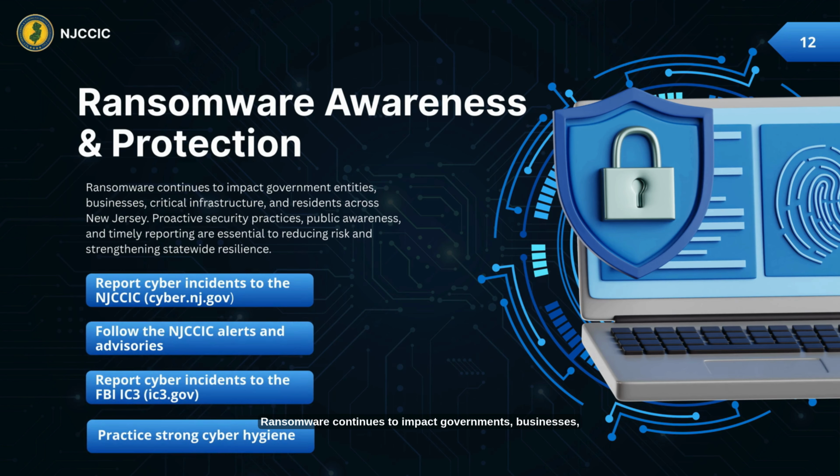Ransomware continues to impact governments, businesses, critical infrastructure, and residents across New Jersey and around the world. Reducing risk requires a combination of strong cybersecurity practices, public awareness, and quick reporting of cyber incidents. If you believe you have been targeted by ransomware or another cybercrime, incidents can be reported to the FBI's Internet Crime Complaint Center at ic3.gov. You can also stay informed by following alerts and advisories from the New Jersey Cybersecurity and Communications Integration Cell. Cybersecurity is a shared responsibility, and awareness is the first step in staying protected.